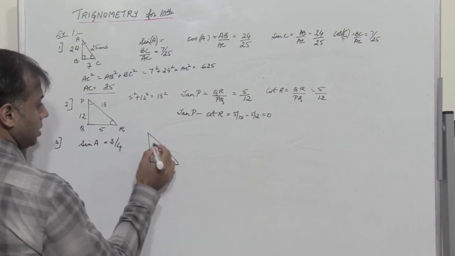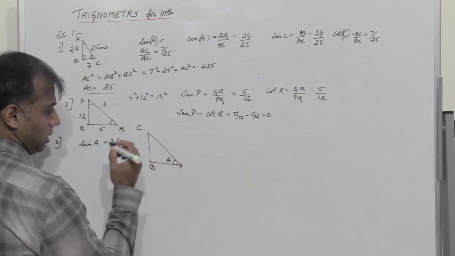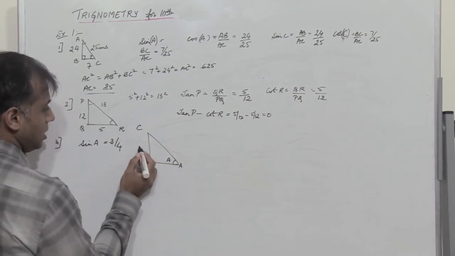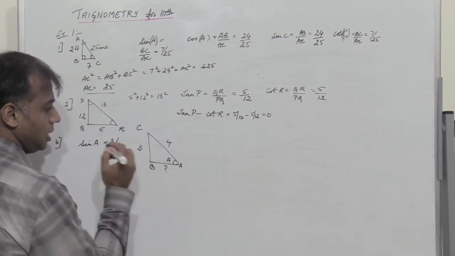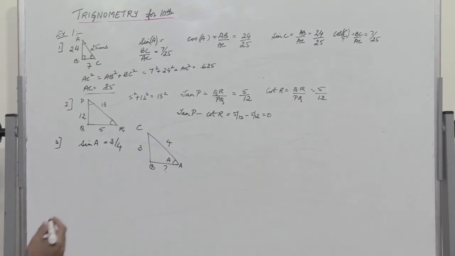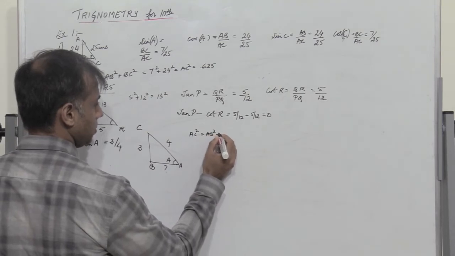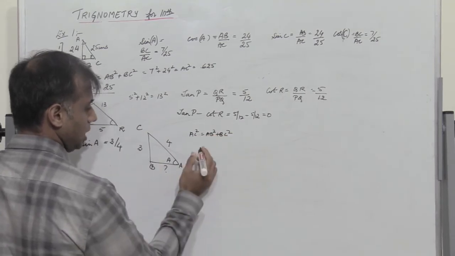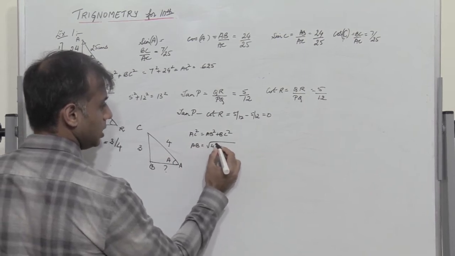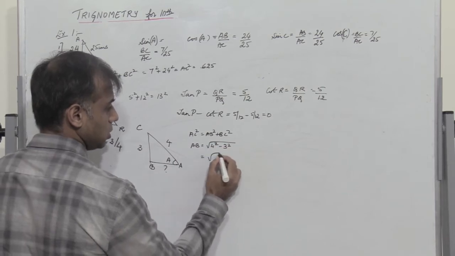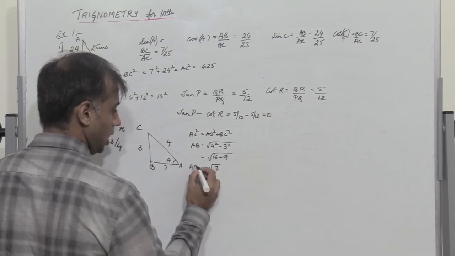So let's assume that this is A, B and C, right? So this is angle A. Sine A is opposite side divided by hypotenuse. So this is 3 and hypotenuse is 4, and we need to find AB. How do we find AB? We know that AC square is AB square plus BC square. So AB is nothing but root of 4 square minus 3 square, isn't it? So it's going to be 16 minus 9, so we get root 7. So AB is root 7.